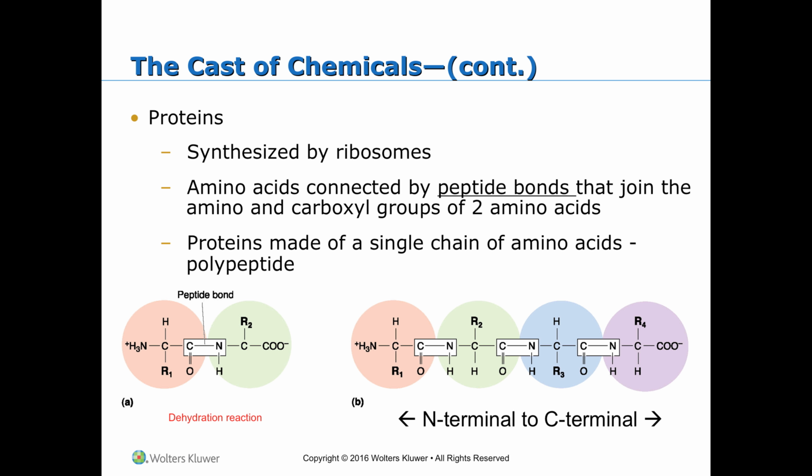Amino acids are connected by bonds known as peptide bonds, and these join the amino and carboxyl groups of two amino acids. So here's the carboxyl group and the amino group of two amino acids, and this bond right here that is connecting these two amino acids is known as a peptide bond. And you'll see in a peptide, or in a small protein, you have multiple peptide bonds, again connecting each of these amino acids together. And we read this from the N-terminus to the carboxyl, or the C-terminus. So a protein made up of a single chain of amino acids is known as a polypeptide.